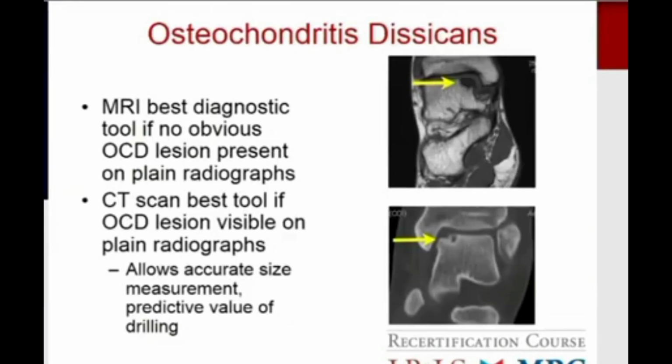Osteochondritis dissecans, your best tool for imaging, if you see nothing on your x-ray, is an MRI. But if you see a lesion present on your plain x-ray, get a CT scan. The CT scan allows us to accurately measure the size of the lesion, and with that information, we can give the patient predictive value on how well they'll do.